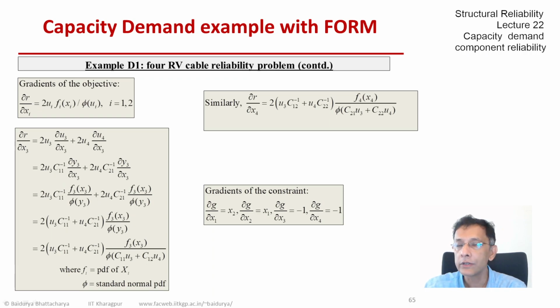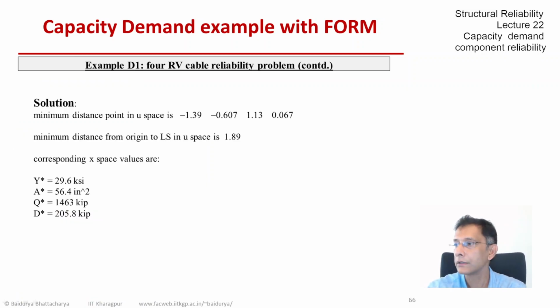The gradients of the constraint, if they are useful, are very simple because the constraint is a very simple function of x1, x2, x3, and x4. And if we again employ the MATLAB program, for example fmincon, that we used for problem C1, we would get the solution. And I'm just presenting the solution here. If you would like, you may want to write the code yourself and compare the results with what you see here.